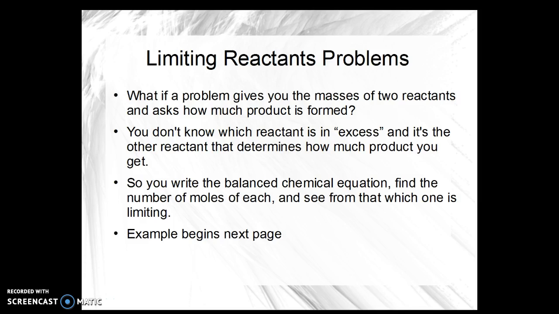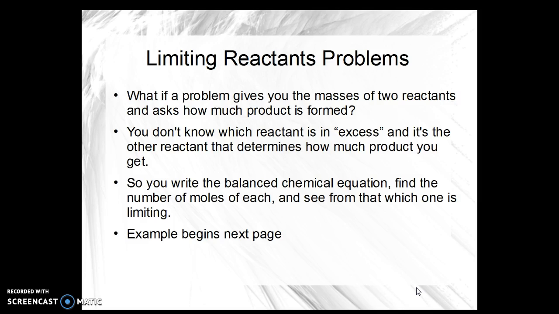It has a practical use in chemical engineering because ordinarily you want the more expensive reactant to be the limiting reactant, and the cheaper reactant to be the one that you oversupply, so that the reaction goes as much as possible to completion. So, you don't know which reactant is in excess in most cases. The other reactant determines how much product you're going to get.